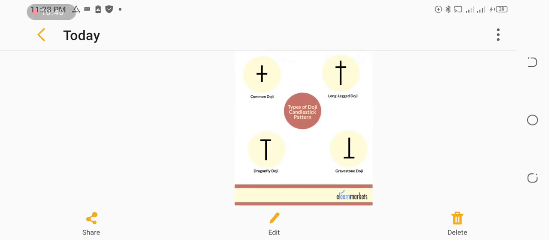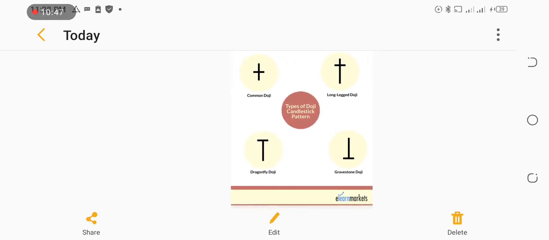Now, once you see all these candlesticks I've mentioned, the next thing you do is to execute your trade and buy or sell.